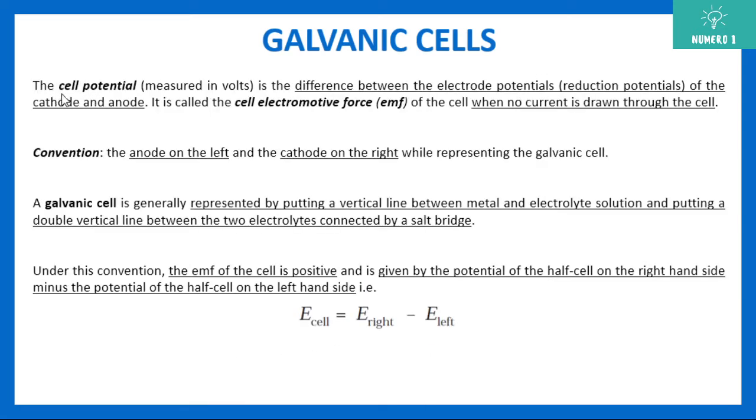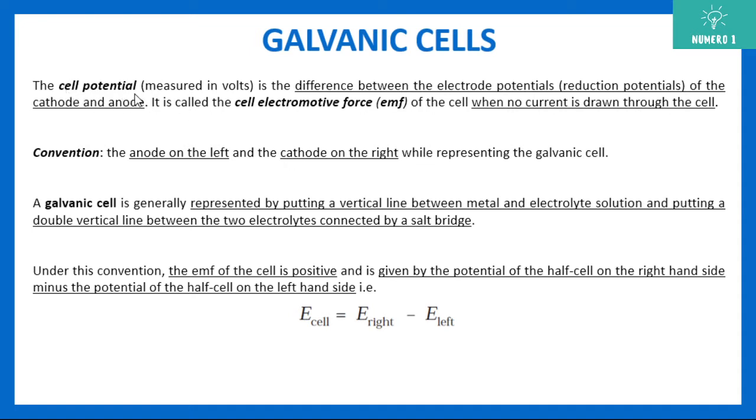Now let's talk about cell potential. Cell potential is measured in volts. It is the difference between the electrode potentials, that is, the reduction potentials of the cathode and anode. Instead of measuring the potential difference between the electrode and electrolyte, that is, the metal and the solution, you can measure the potential difference between cathode and anode. If you measure that, that is your cell potential.